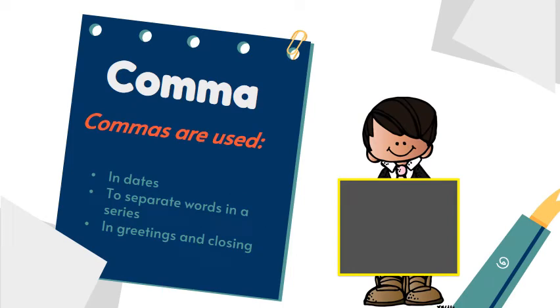Comma. What is a comma? I'm going to show you the comma first. This is a comma. Commas are used in dates. They are used to separate words in a series. What do I mean by words in a series? For example, I like cats, dogs, and birds. So these are words in a series. They are used in greetings, for example, dear mom, and closing. We will learn about them more. Let's move on.